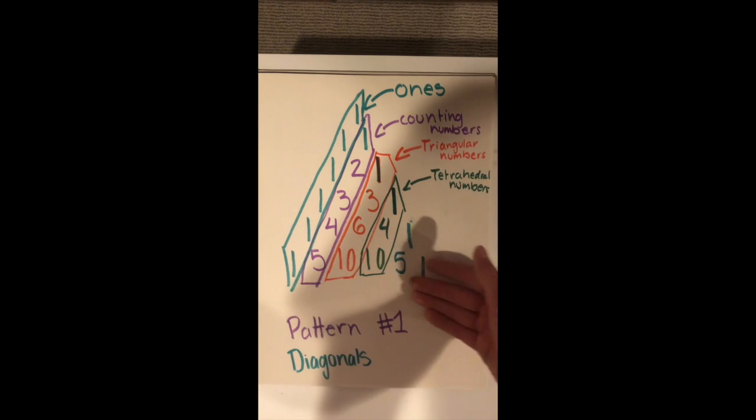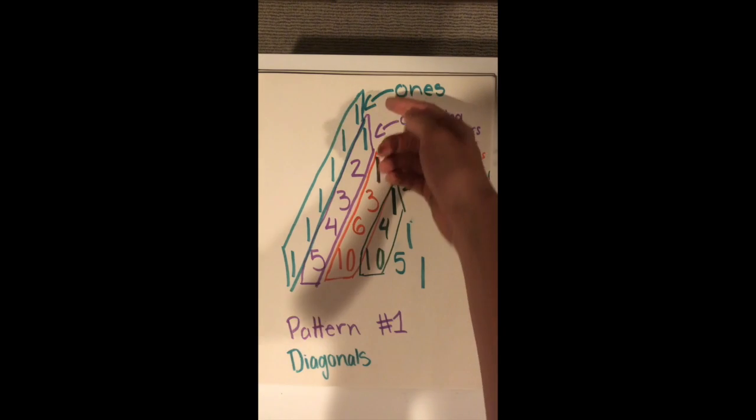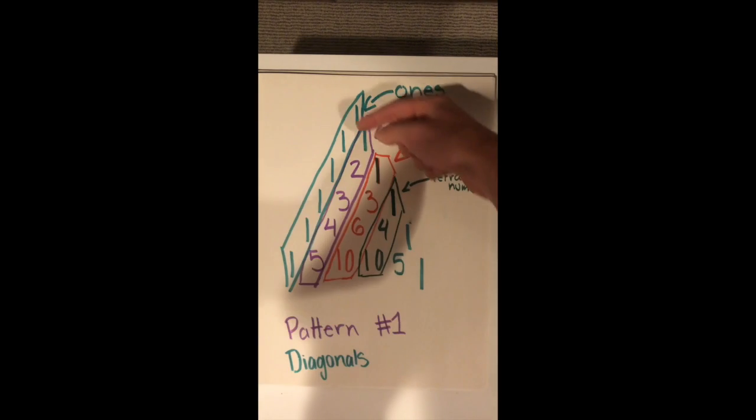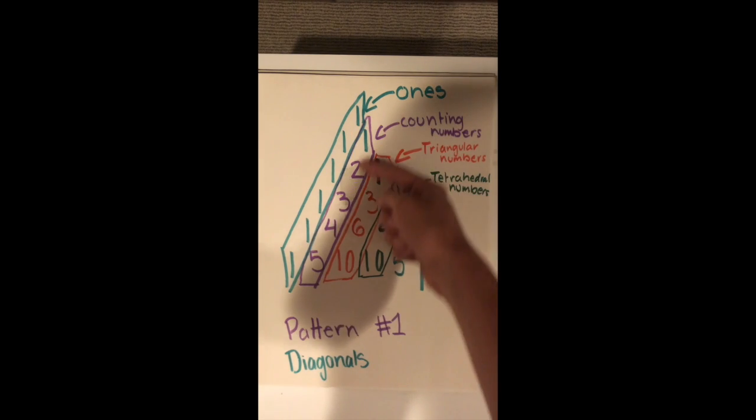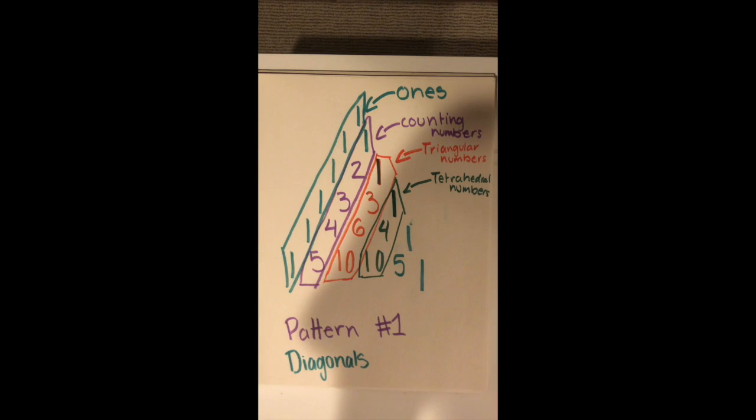All these diagonals will go on forever, and they are flipped on each side. So you can have the ones on this side of the triangle and on this side. Counting numbers on this side of the triangle and on this side. All of these will be flipped, and all the patterns are on both sides of the triangle.